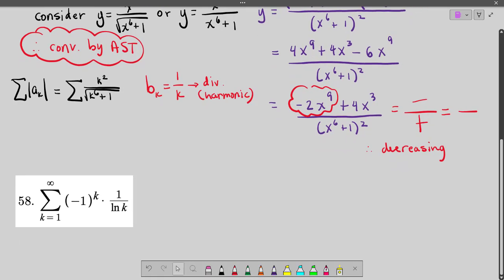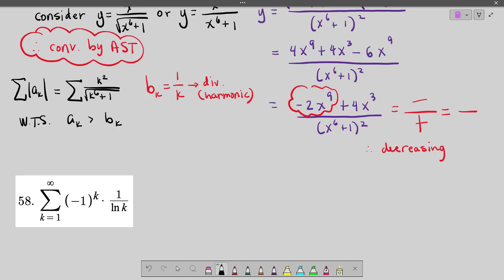And what would we want to show if we are going to try to use this as our comparison series? What do we know? Do we want this a sub k to be bigger or smaller than b sub k? Less. Wait, which one? So b sub k diverges. So we suspect that this diverges. We call this a sub k. Do we want that bigger or smaller than the b sub k? Bigger. Because bigger than diverging must diverge, smaller than converging must converge.